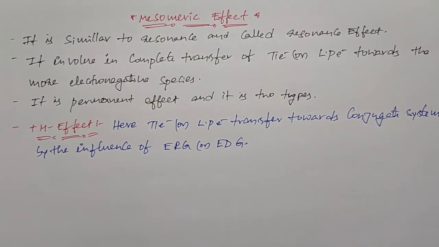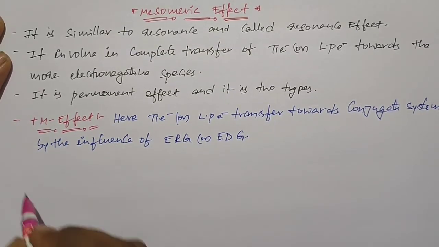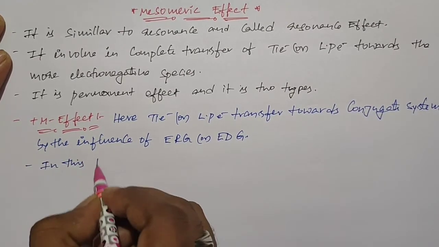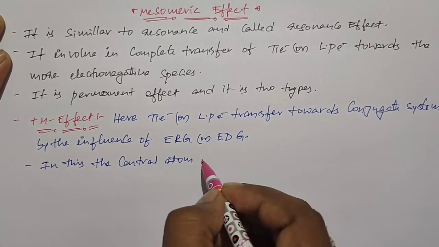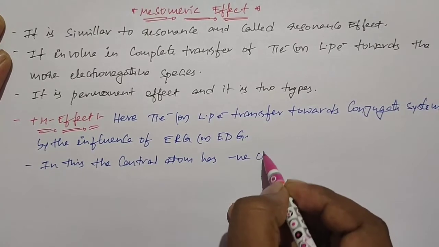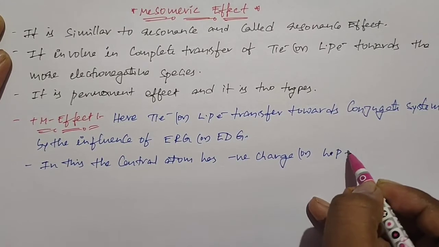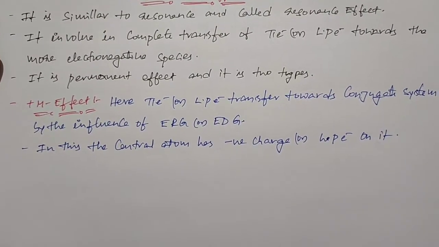Okay, the species which can show the plus M effect, in that species the central atom must have a negative charge or lone pair electrons on it. So this is about the plus M effect.